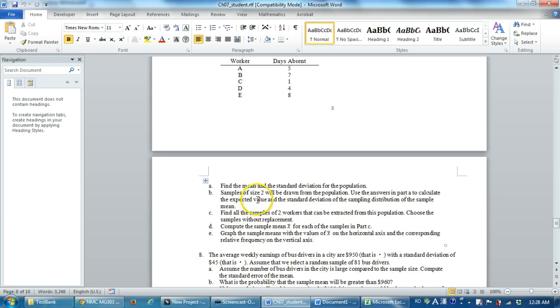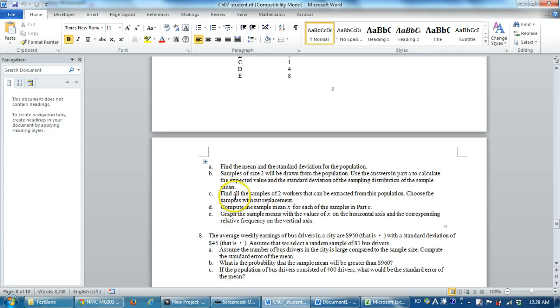The sample of size 2 will be drawn from the population. They use the answers in part A to calculate the expected value and the standard deviation of the sample distribution of the sample mean. But the publisher's answer is for some reason 1.5. Anyway, that's what I have in question number 7.